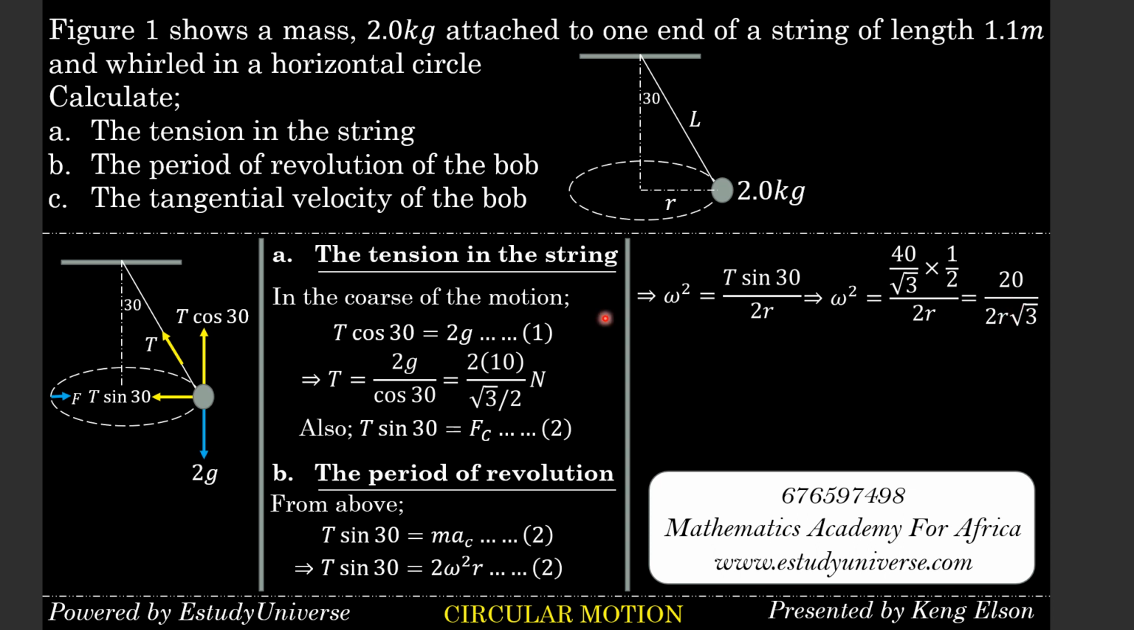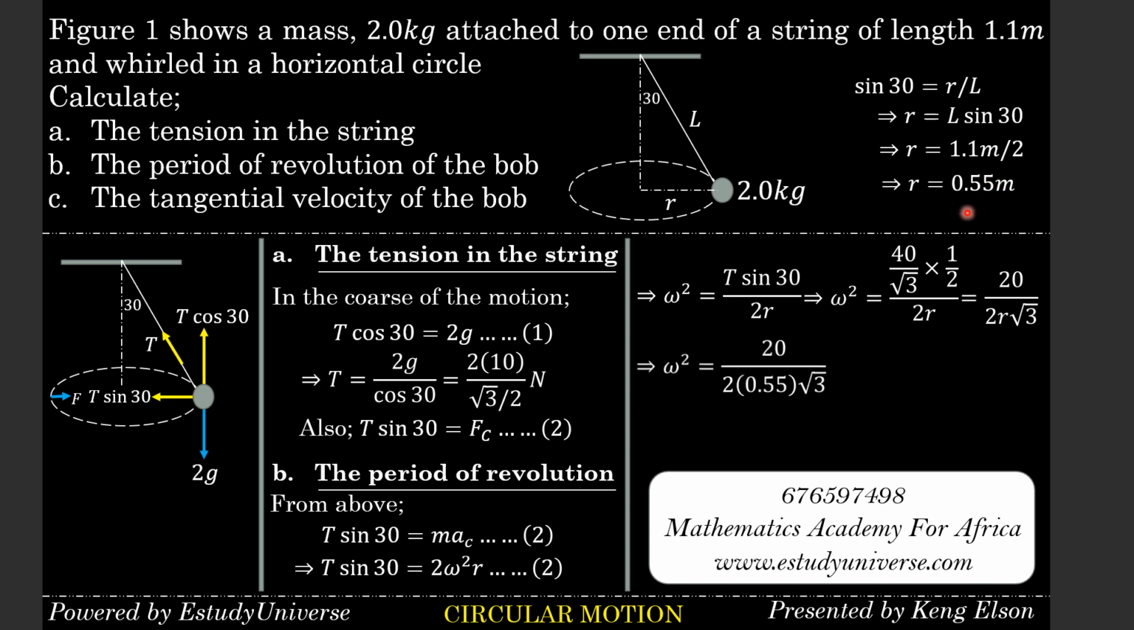Alright, now how do I get the radius? You realize that we have an angle. You clearly see a right angle triangle here, right? We have an angle of 30 degrees. The opposite to the angle is the radius, and the hypotenuse of the right angle triangle is basically the length of the string that was given to us as 1.1 meter. So if we use sine of 30 degrees, we need the opposite, which is the radius, divided by the hypotenuse, which is the length. So the radius becomes the length times the sine of 30 degrees. The length is 1.1 meters, and the sine of 30 is half. That's why I have 1.1 meters divided by 2, which gives us 0.55 meters.